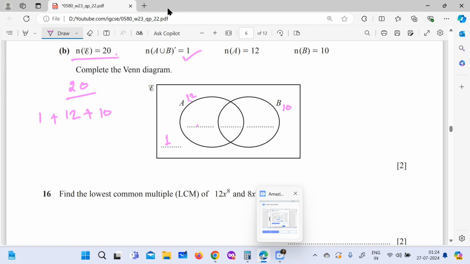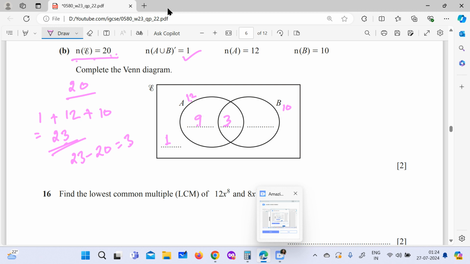So what will you get? You get a total of 23. Now, the question says that the total number of elements is 20 only. So you can see that we have 3 extra. 3 extra means that this is common between both the sets. So we can write 3 here. But A should have a total of 12. So if this is 3, then we can write 12 minus 3, that is 9.